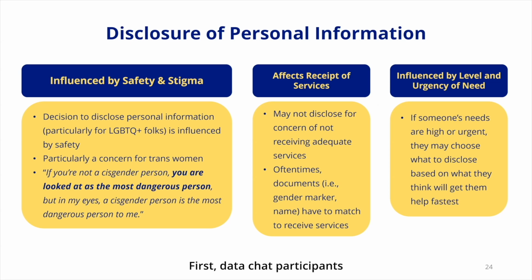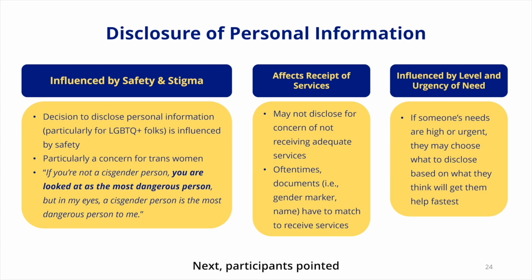First, data chat participants explained that they navigate social agencies in ways that feel safest and least stigmatizing to them. For some folks, that may mean choosing not to disclose certain information about their identities. In fact, it may be a lot safer to choose not to disclose personal information. One of our participants even said, "If you're not a cisgender person, you are looked at as the most dangerous person. But in my eyes, a cisgender person is the most dangerous person to me."